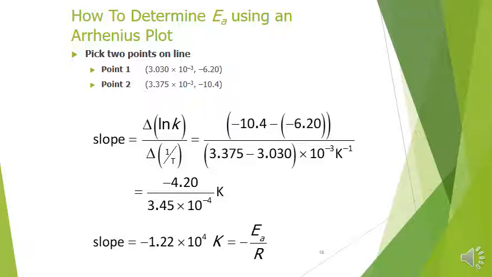The old-fashioned way is to actually plot it out. You won't have to plot it out unless I tell you to do that. But anyways, you could do it like this, or you could do it from your calculator. Anyways, you get a slope. This is the slope. And then you multiply it by R, and also by a negative number, and you'll get your EA.